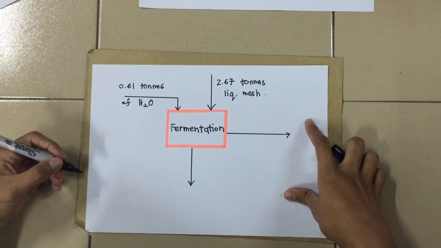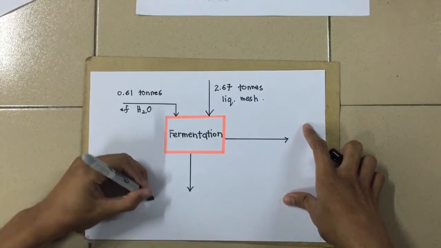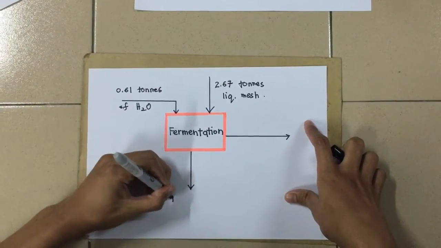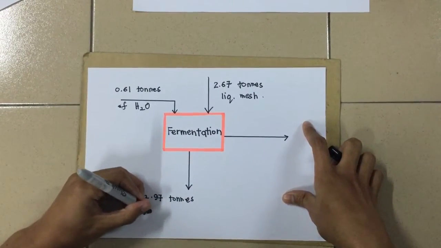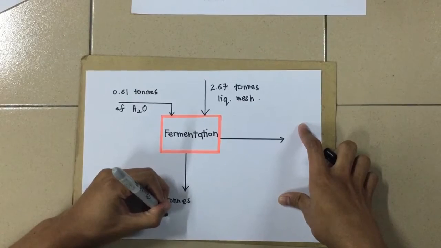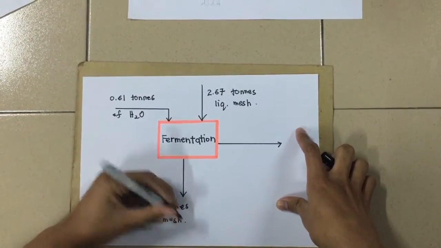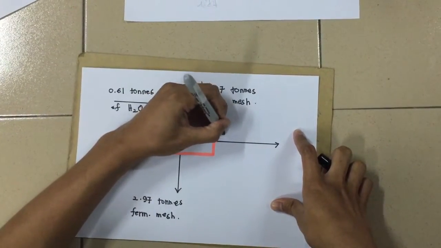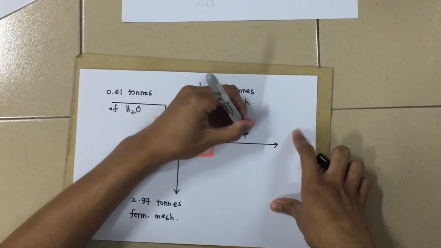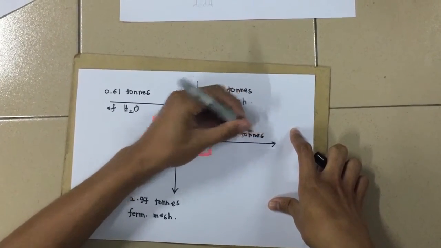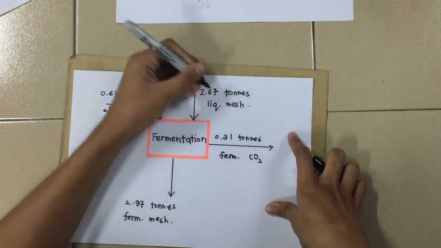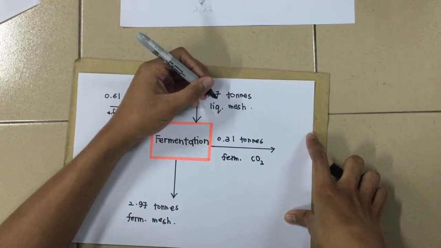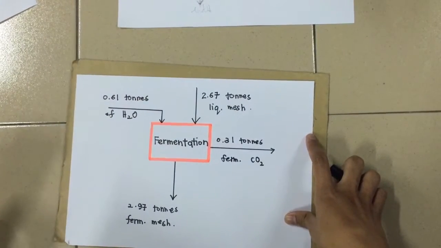From the fermentation unit, 2.97 tons of fermented mash is produced and will undergo further reaction, while the byproduct of 0.31 tons of CO2 is flowed into the scrubber for further treatment.